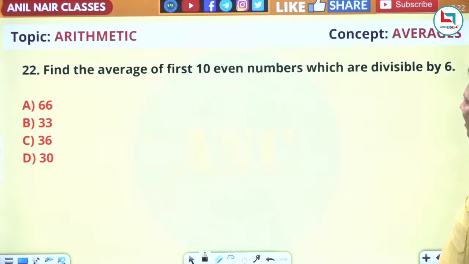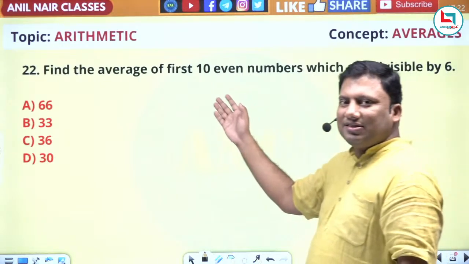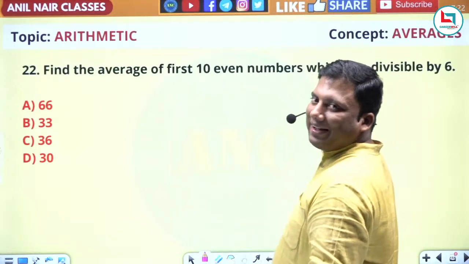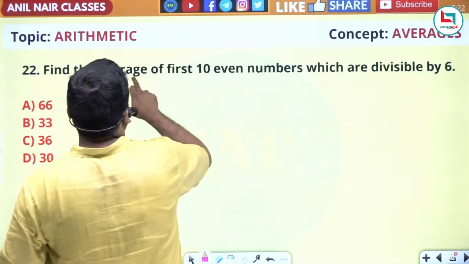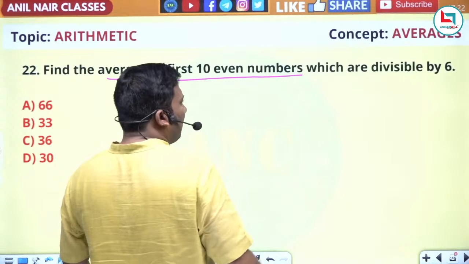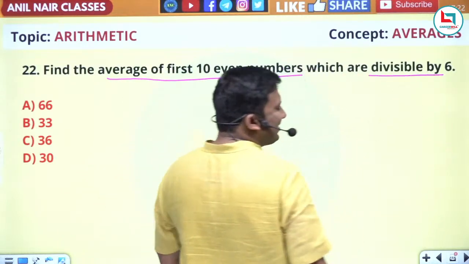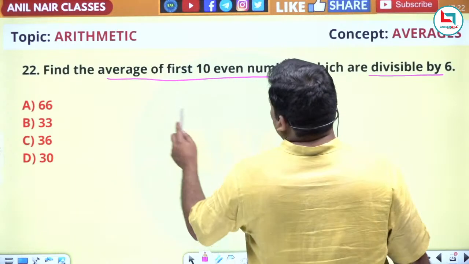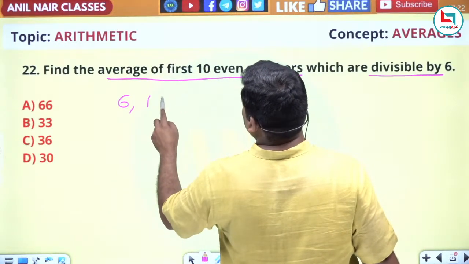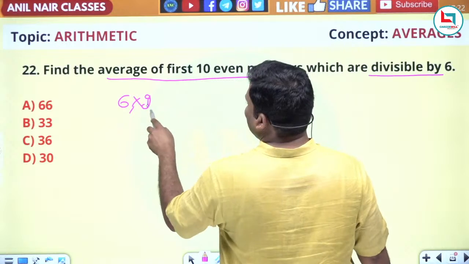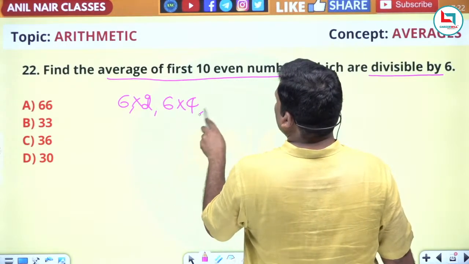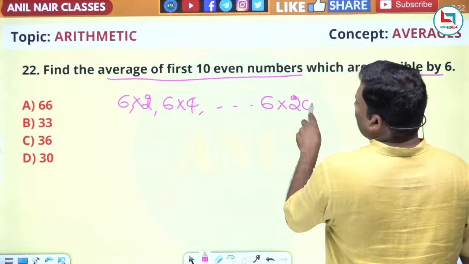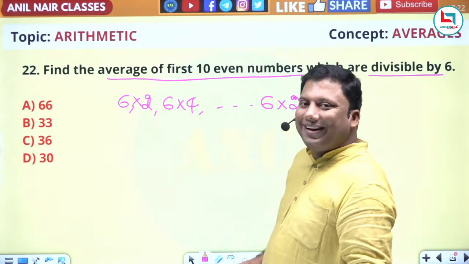All are easy questions. This is just a twisted question, sir. Most of the students might make a mistake. See the question. Find the average of the first 10 even numbers which are divisible by 6. Any number divisible by 6 is actually an even number. So just take 6 ones are 6. Don't take that, this is a mistake. Students might take 6 into 2, 6 into 4, 6 into 10, 20, like this. Please read the question again.